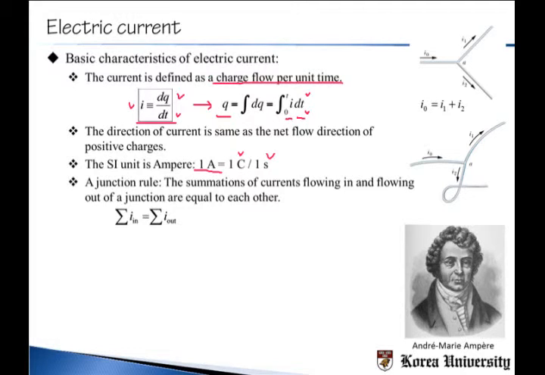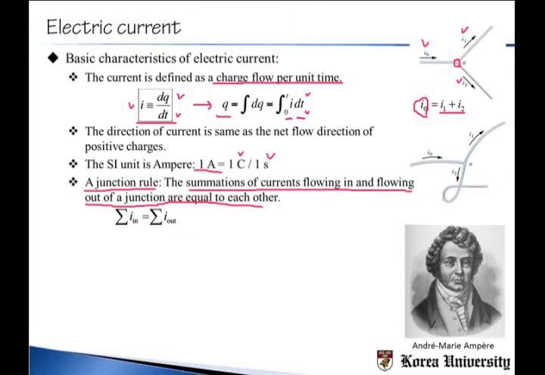Okay, and there's one important rule that you always have to remember whenever you deal with electric charges, and it is the junction rule. What it says is that the summation of current flowing into and flowing out of a junction are equal to each other. Take a look at the figure on the right side. There is a Y-shaped wire, and this is the junction. Here I0 is coming in, and I1 and I2 are coming out. So the amount of current coming in, I0, must be equal to the total amount of current flowing out, which is I1 plus I2.